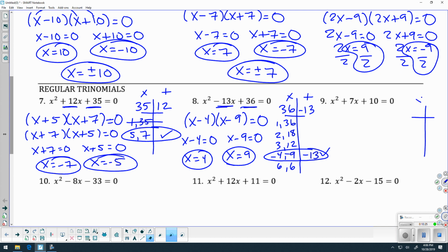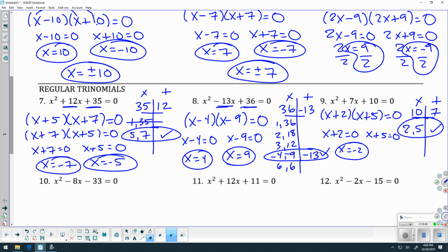Okay, for number 9, same idea. So I want to find two numbers that multiply to be 10. Those same two numbers have to add to be 7. Shouldn't have to think too hard about this. 2 times 5, right? So 2 times 5 we all know is 10. Those do add to be 7. So setting this up, this would be x plus 2, x plus 5, both positive. So now solving them, set them both equal to 0. And you should get negative 2 and negative 5 as your two solutions. Okay, so again, hopefully this is kind of coming back to you a little bit. Should look familiar. Should be getting easier as we go along here.